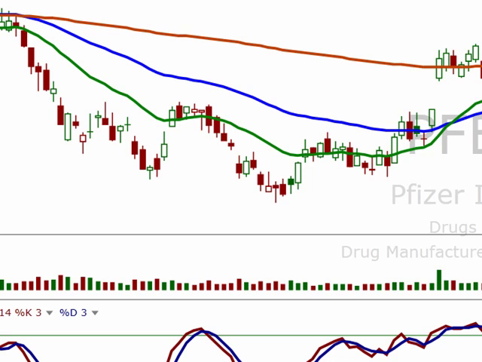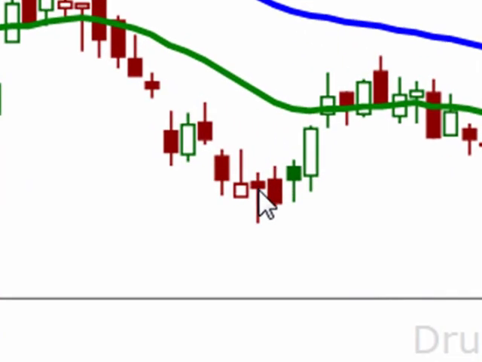I want to go over what's called hammers, guys. I know you hear me talk on my videos about hammers and that I'm buying because I see a hammer. A hammer is a candle that forms. This is the candle, the one I'm pointing at now.